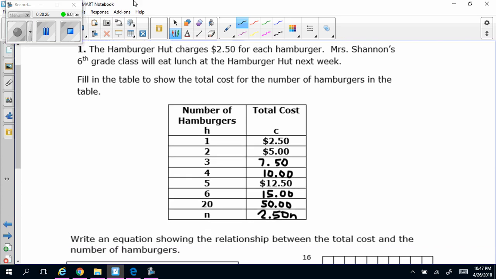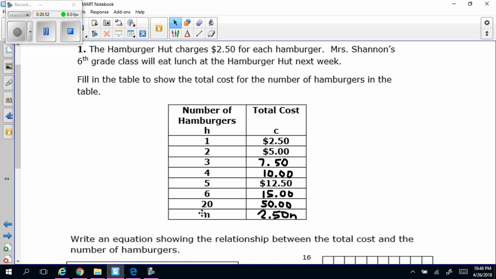Now, we have our table here. Down here, so you don't get confused, we're saying the number of hamburgers is represented as n. So it could be 50, 75, 85, any other number. We would plug in any of those numbers for n. So the total cost would be $2.50 times any number.